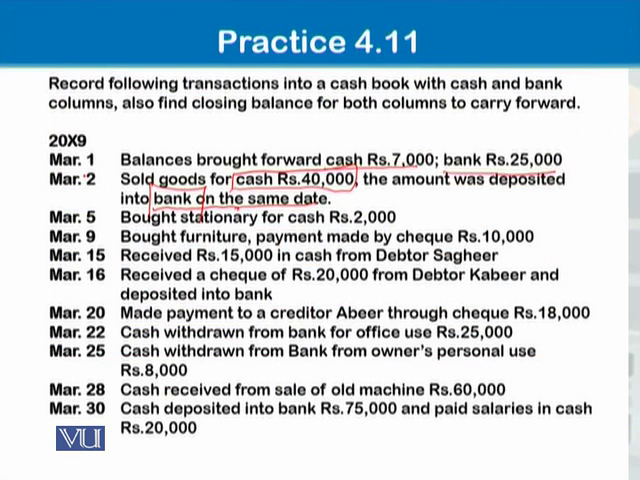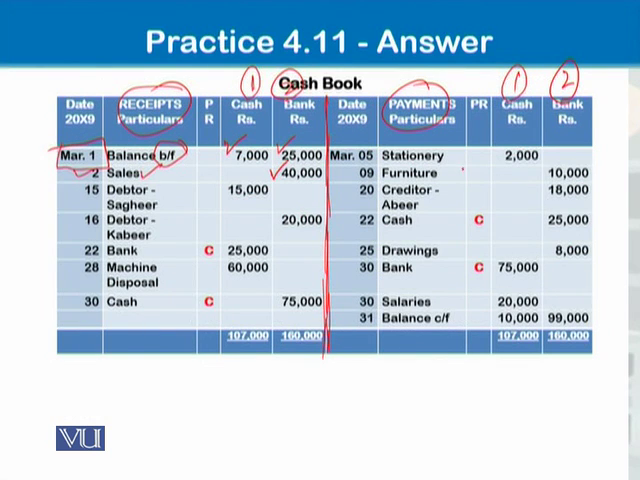Next, bought stationery for cash. It is a cash payment. Bought stationery on 5th of March under the cash column, on the payment side. I believe you are comfortable with this: payment side, cash column; receipt side, cash column; receipt side, bank column.